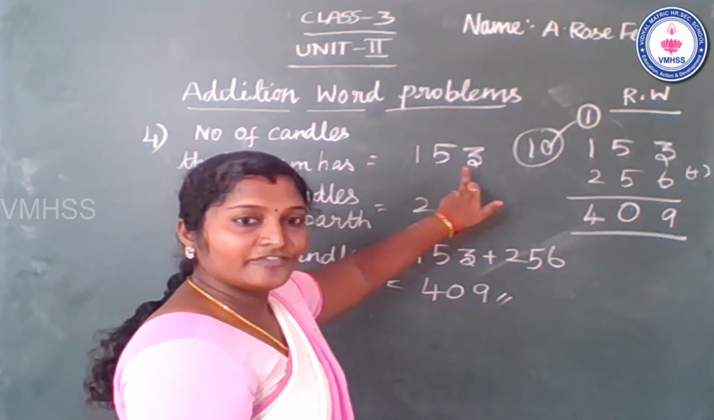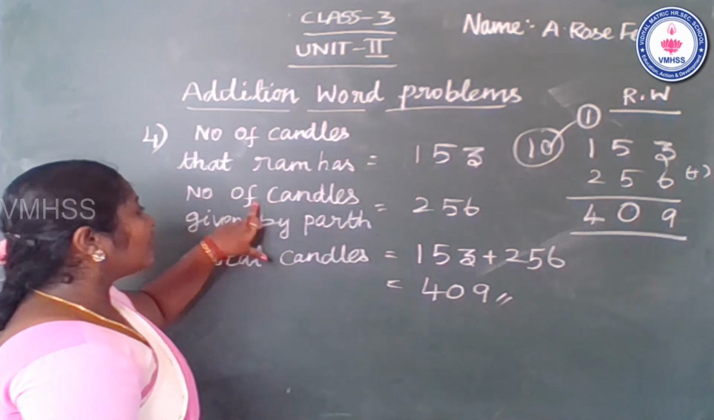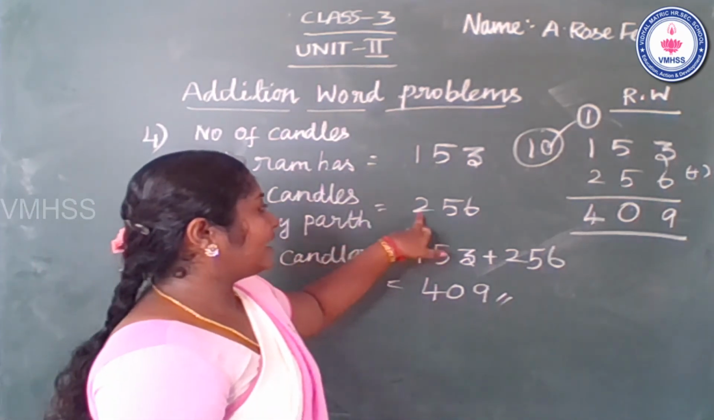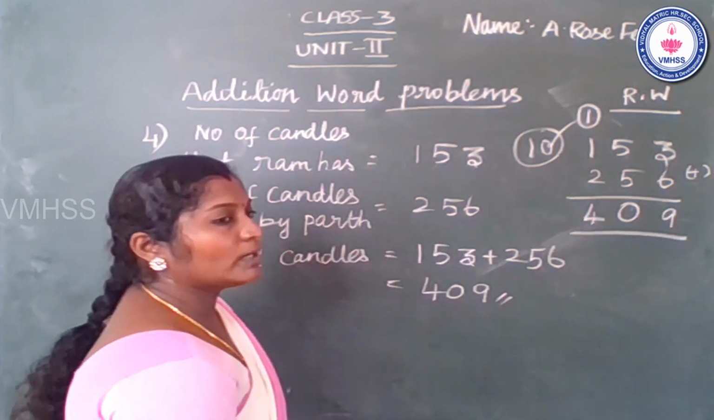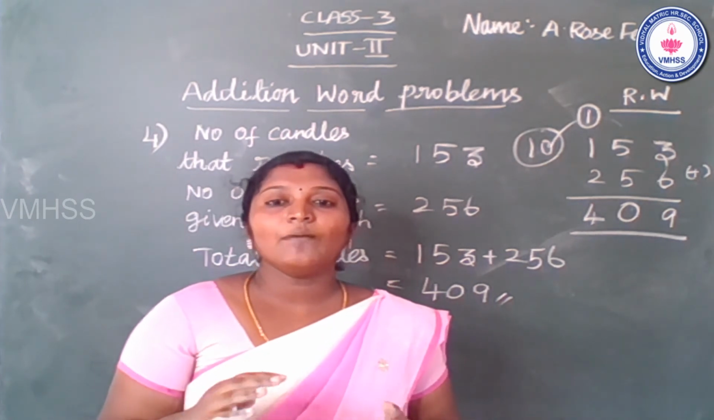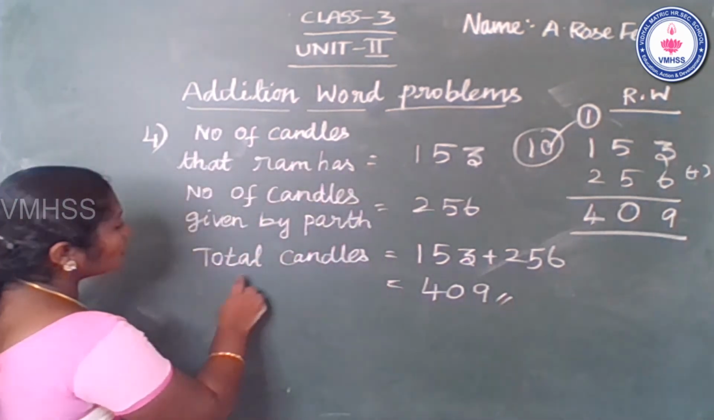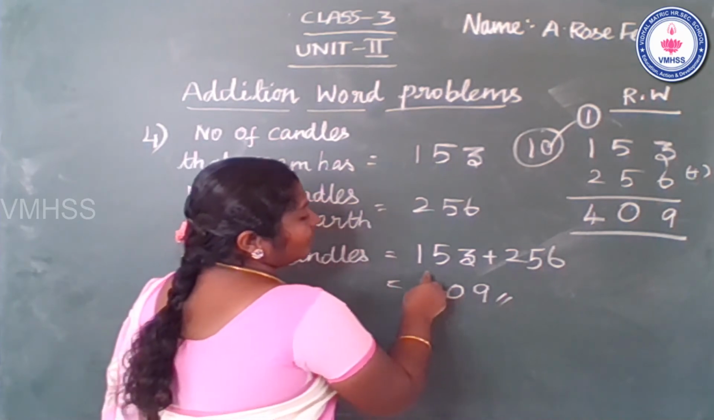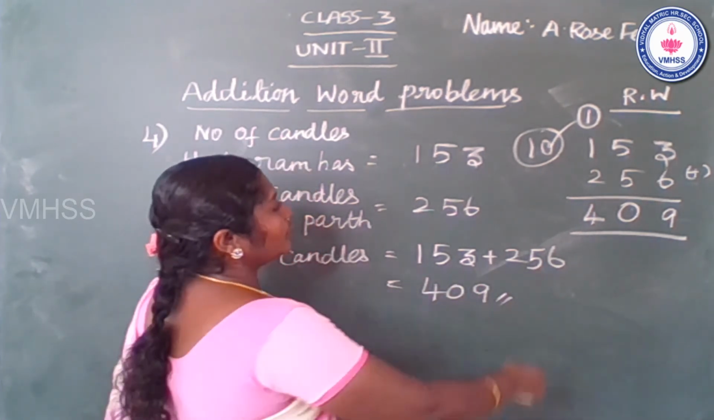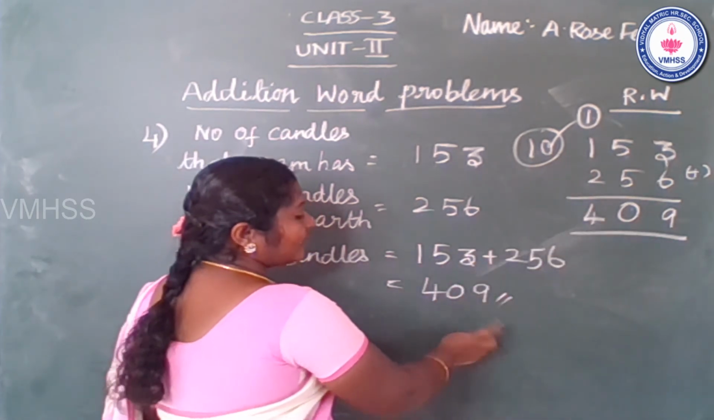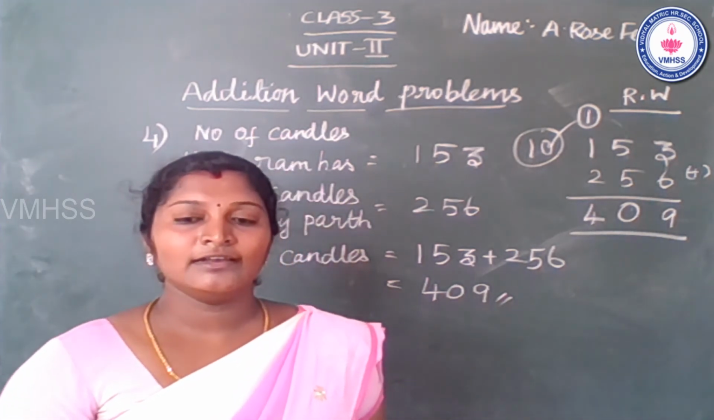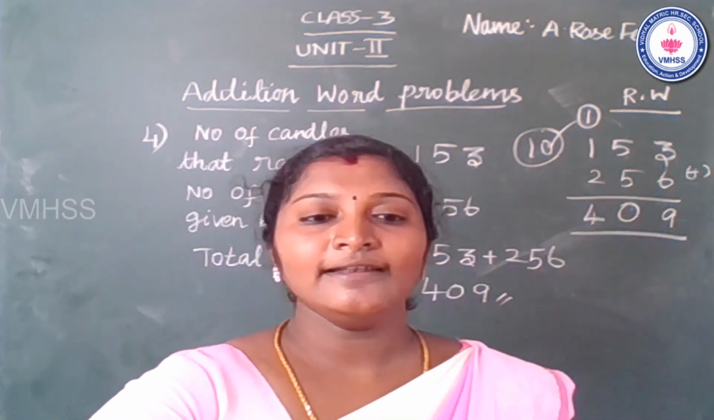So the number of candles that Ram has is 153 candles, and the number of candles given by Parth, how many candles? Very good, 256 candles. What is the question? Read the last two lines. How many candles does Ram have now? So the total number of candles is 153 plus 256. Now we add, and we get the answer 409. Do you understand, students? So next slide.